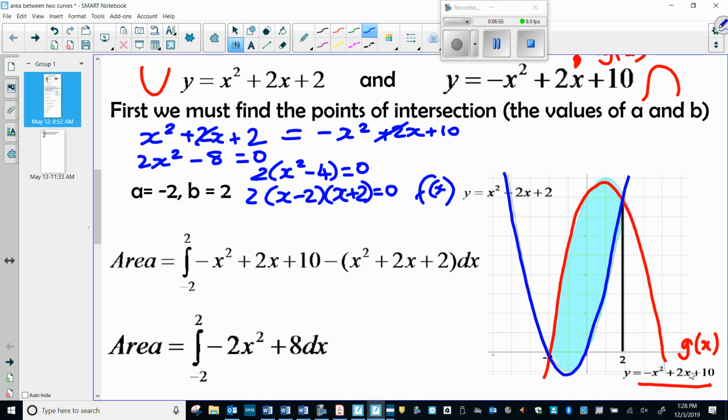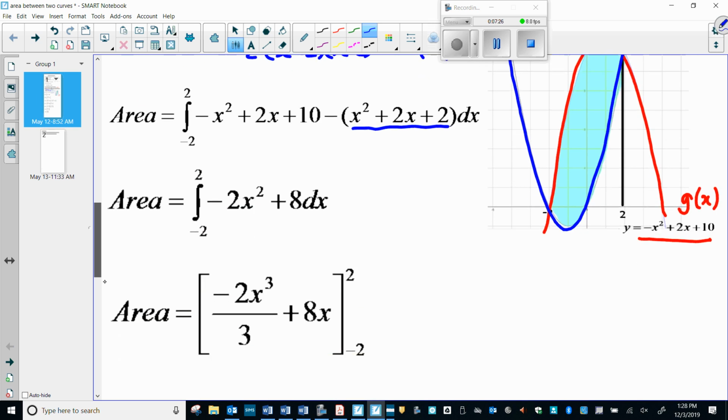But as I say, however you solve it, enjoy. So the next step, we've got our 2 and we've got our -2. Remember, the bigger number goes on the top. We've then got this function, subtract this function. I've put this one in a bracket on purpose because you are subtracting everything here. So we've got -x squared subtract x squared gives us -2x squared. We've got 2x subtract 2x. We've got 10 subtract 2, 8.